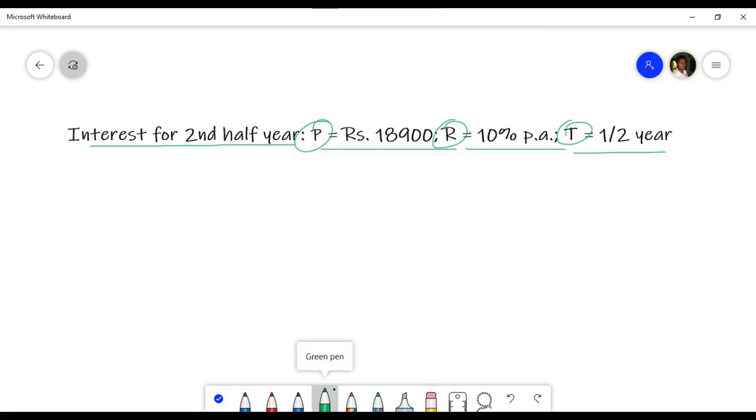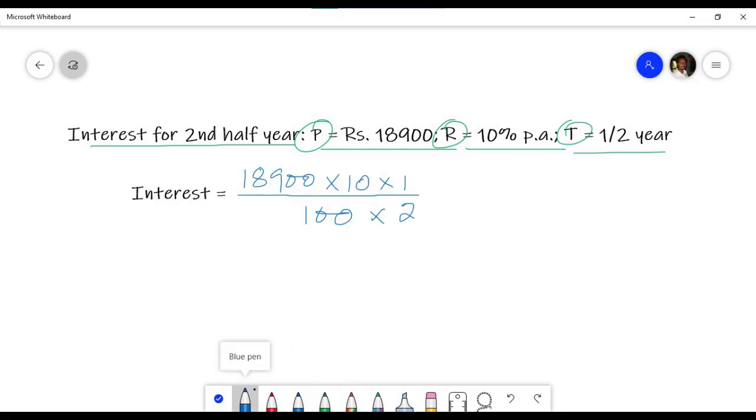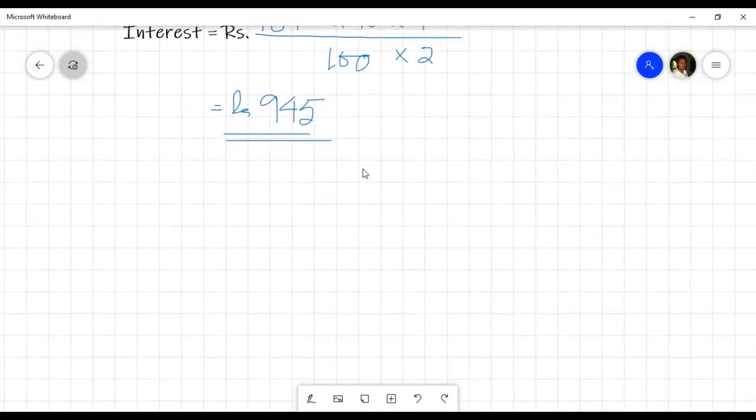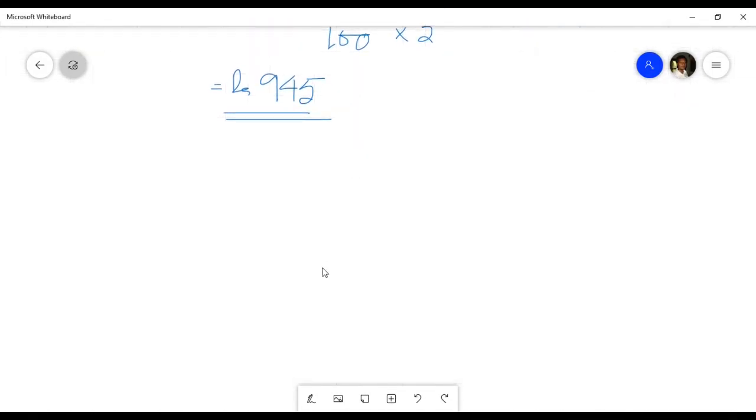Now we have to find the interest for the second half year, where the principal of the second half year is the amount of the first half year. That's why we're taking principal as 18,900. Rate is 10% and time is half year. We'll just replace the values. After replacing the values and calculating it, we will get the interest for the second half year as rupees 945. So this is the interest for the second half year, rupees 945. I hope you have understood till here.